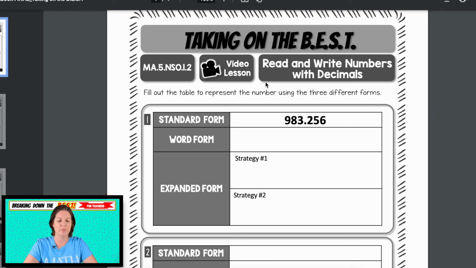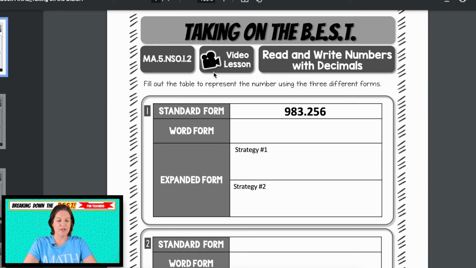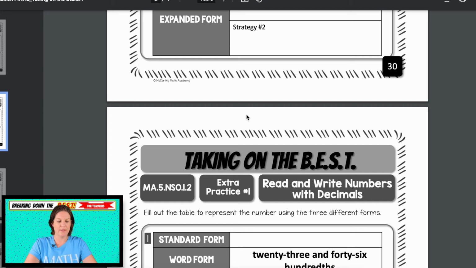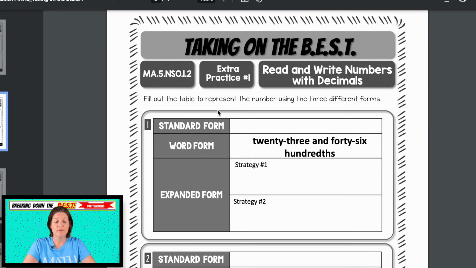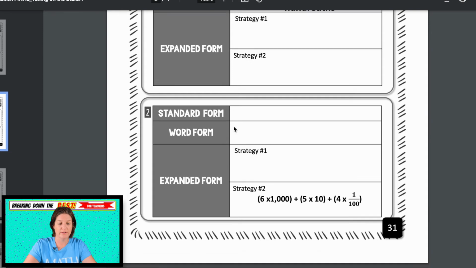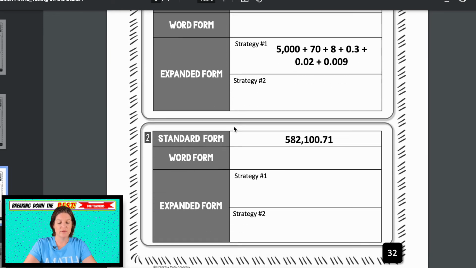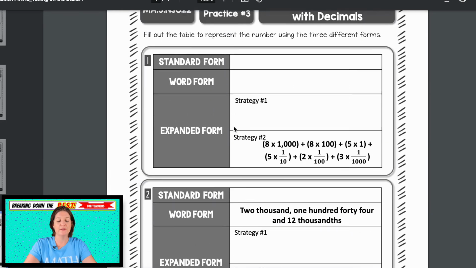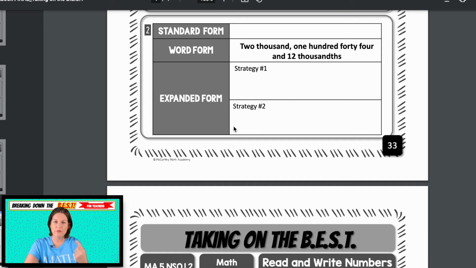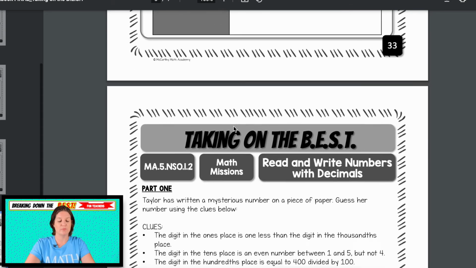It makes it easier for you to print. And this is the video lesson. And then after you finish the video lesson, you have extra practice, which is very similar to what we just did in the video lesson. There's 2 pages of extra practice and 3 pages of extra practice. So 1 video lesson, 3 pages of extra practice.